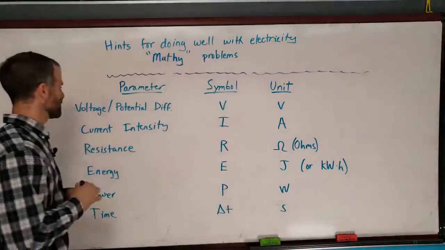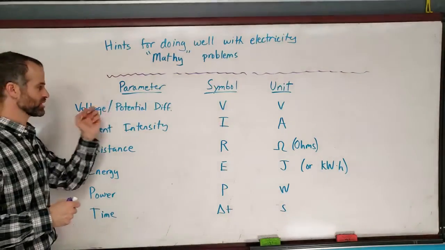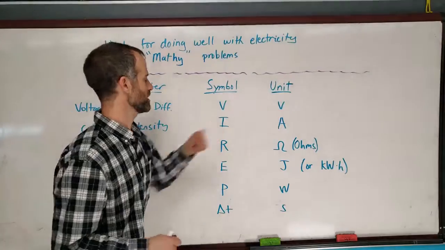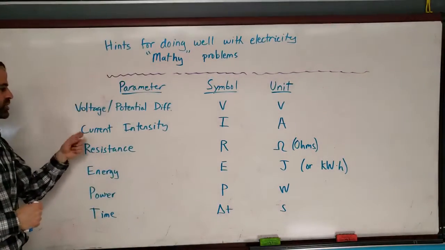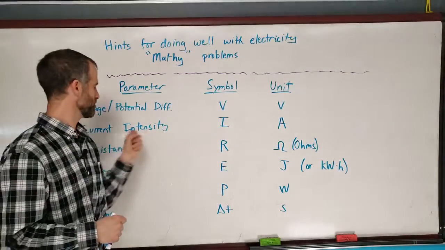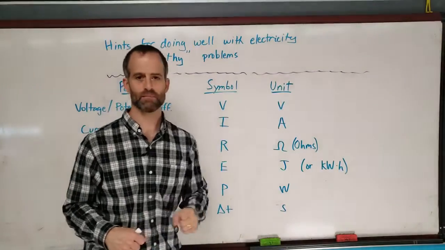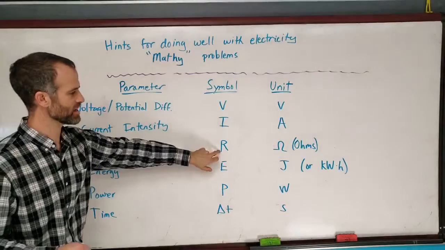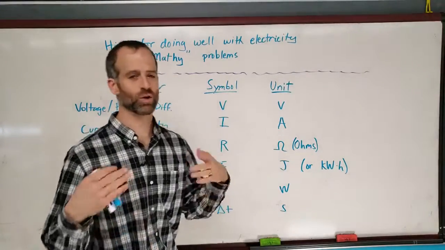So let's get started. Okay, you have voltage or potential difference. They mean the exact same thing. The symbol is V and the unit is volts, so that's pretty easy. Current intensity, the symbol is I for intensity and the unit is amperes, amps. Resistance, symbol is R, that's easy enough, and the unit is ohms.